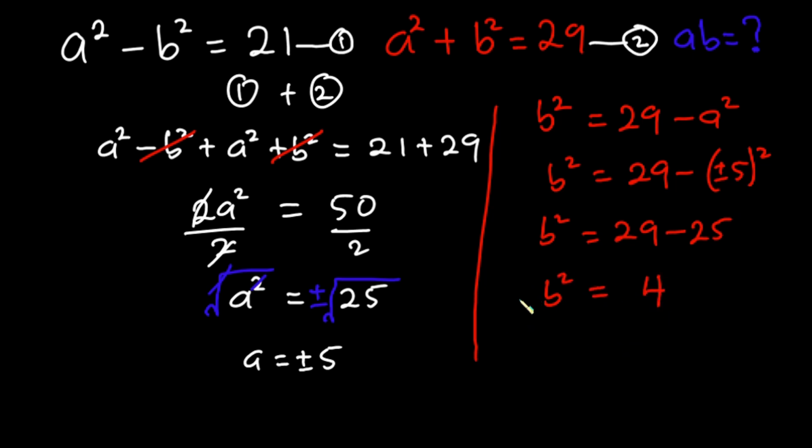Now we are looking for b, so let's take the square root on both sides of the equation. Don't forget we have plus or minus here. And straight away, we can see that this square will cancel this square root. So we have b is equal to plus or minus 2.